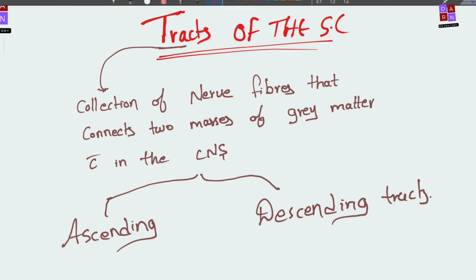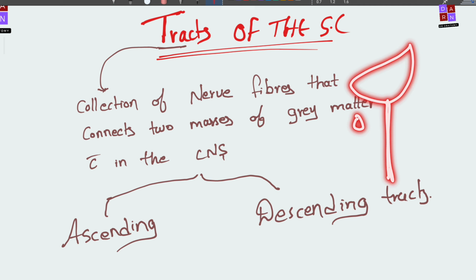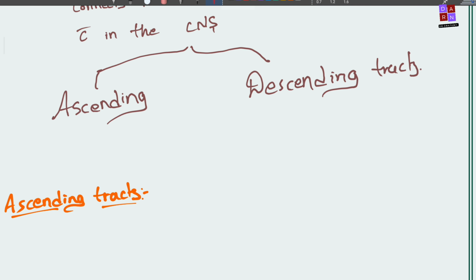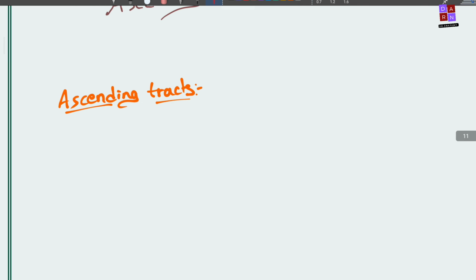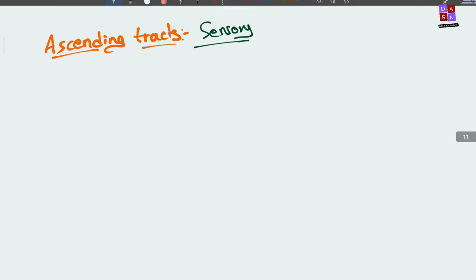We had already discussed the spinal cord's anatomy. Now we are going to discuss its tracts and nerves. These are our ascending tracts and descending tracts. There are two types of tracts. Ascending tracts are nothing but sensory tracts. Most of the ascending tracts are sensory because they take the information to the brain. So what are those tracts?